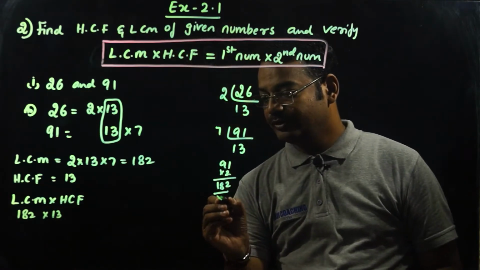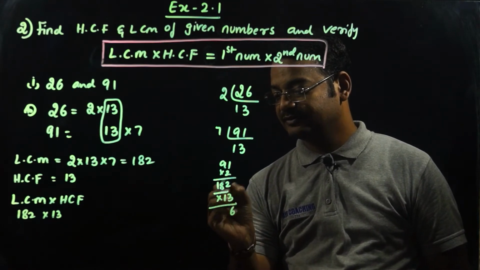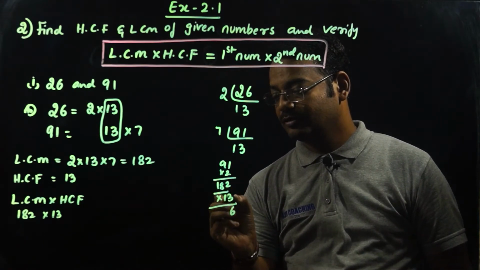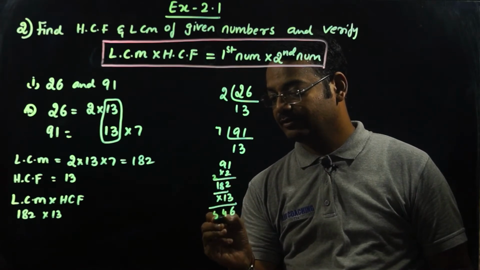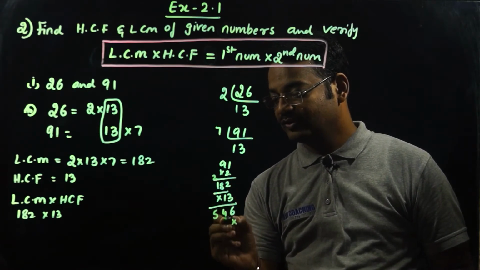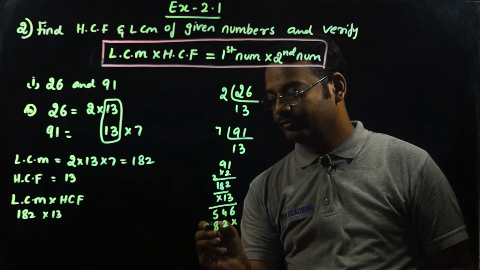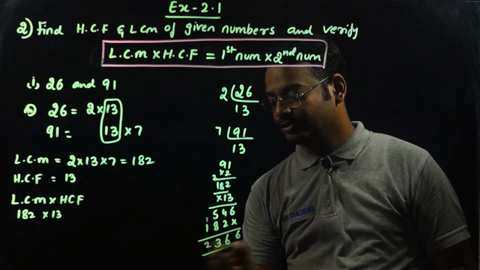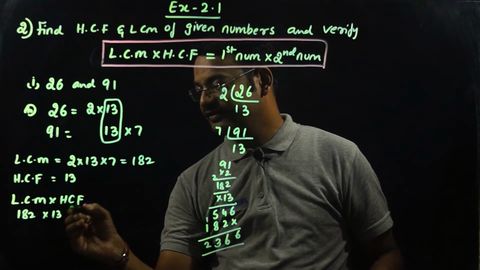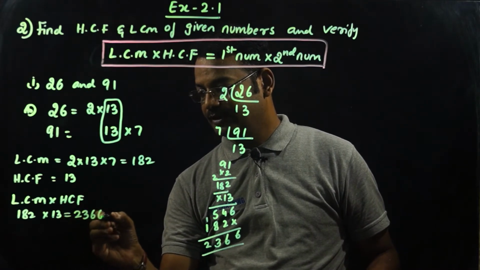So 182 into 13: 3 2s are 6, 24, 3 8s are 24, 3 1s are 3, plus 2 is 5, 2 1s are 2, 1 8 is 8, 1 1 is 1. So 2366. So HCF into LCM is 2366.